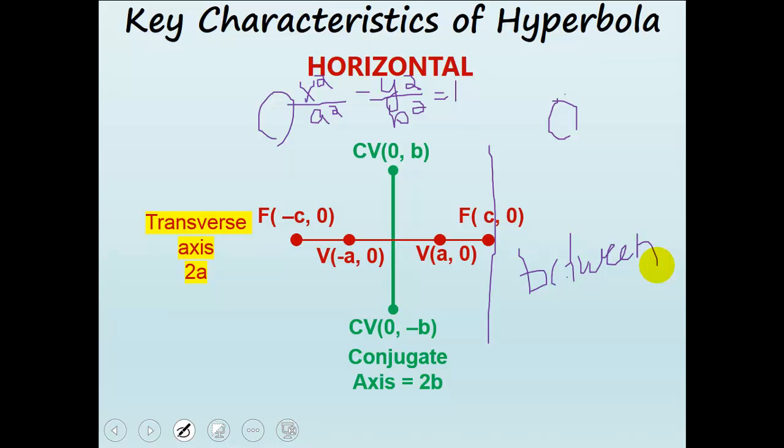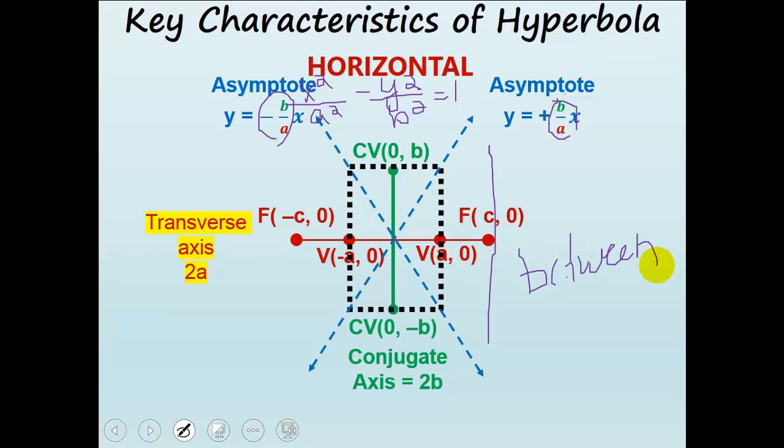Then what we're going to do is once we find our vertices and our covertices, we're going to sketch a dotted line box around it, or a very light box, because that's going to help us place our hyperbola arms, okay? Once we get our box, then we're going to draw our diagonals. We can easily find the slope of those diagonals because it's going to be, in this case, if it's horizontal, your covertex divided by your vertex, or b over a. One of them will be positive, one of them will be negative, okay?